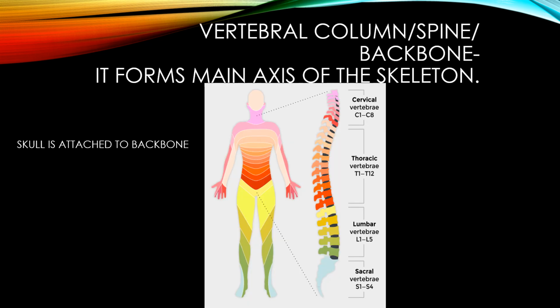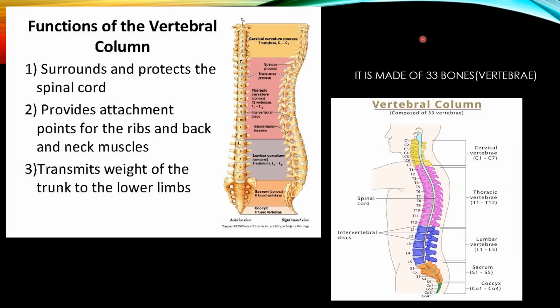Next, let's study the vertebral column, that is the spine or backbone. And what does it do? It forms the main axis of our skeleton. The skull is attached to the backbone. It is made up of 33 small bones, which are also called the vertebrae, and they together make up the vertebral column. So this is making the vertebral column.